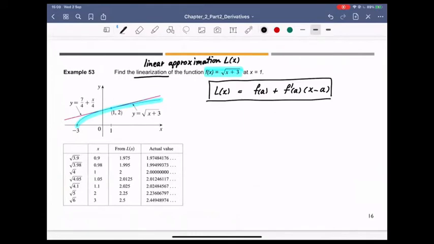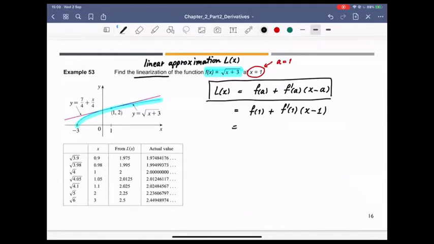So what you can do here, you're going to plug in the value of a. So x equal to 1 here means a equal to 1, right? Because we are looking for the approximation at a. So a equal to 1. So this is going to be f(1). And this is going to be f prime of 1. And a equal to 1, so this is going to be x minus 1.